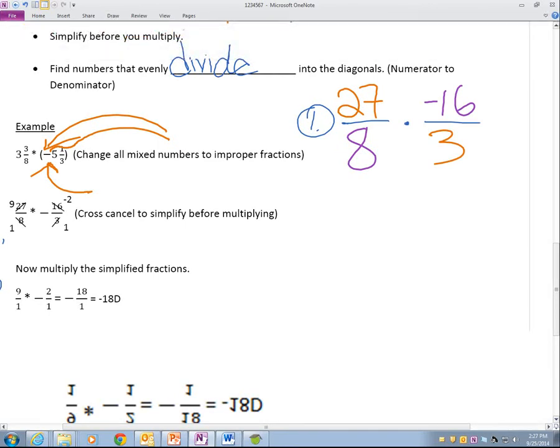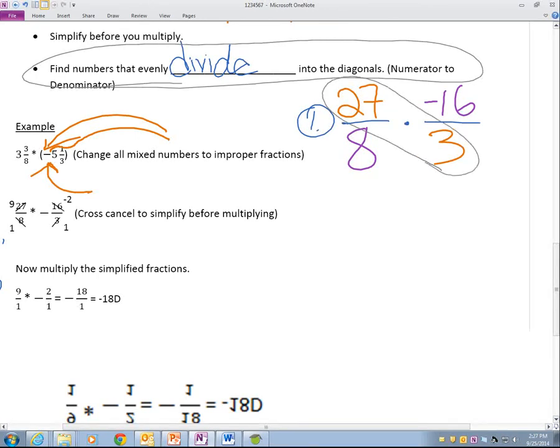So, as it says here, we have to find numbers that evenly divide into the diagonals. What number evenly divides between 27 and 3? Or what's the greatest common factor of those ones? Lainey? It is 3. So I'm going to write down divided by 3 here.